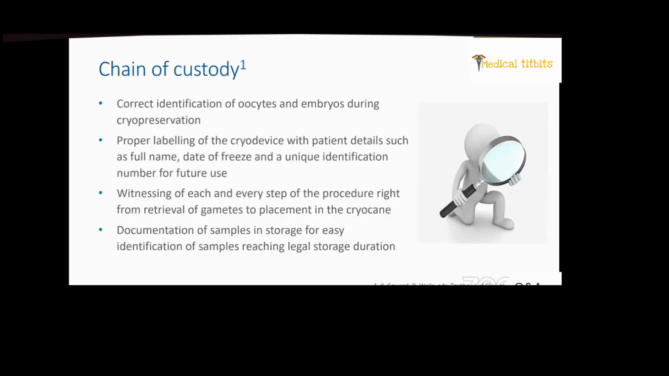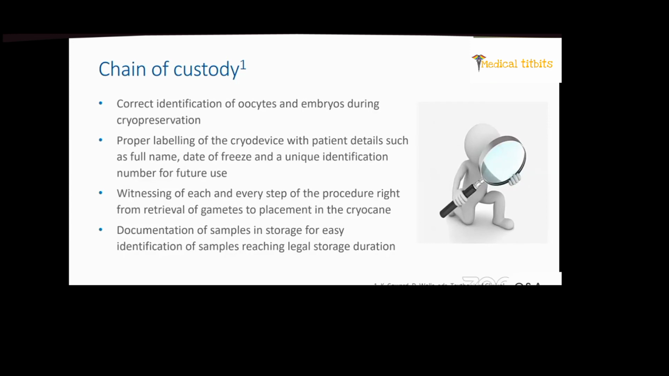As with all IVF lab procedures, correct identification of oocytes and embryos during cryopreservation is very important. Proper labeling of the cryo device with patient details such as full name, date of birth, date of freeze, and a unique identification number is crucial for the traceability of the sample. Additional information due to the specific needs of the clinic or to meet national guidelines may also be applicable.